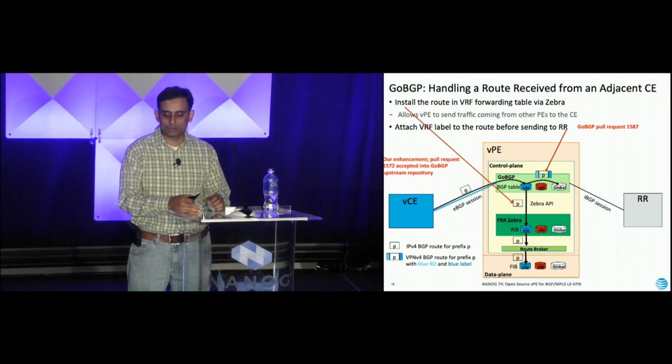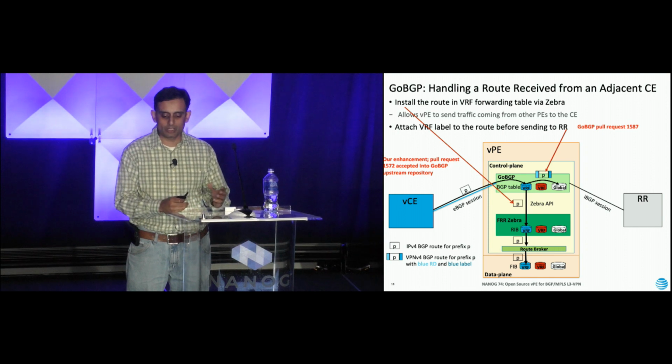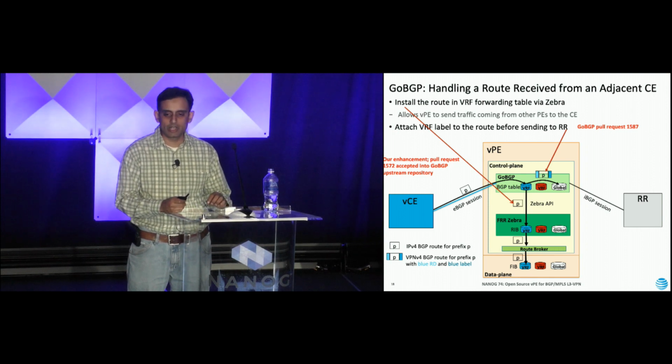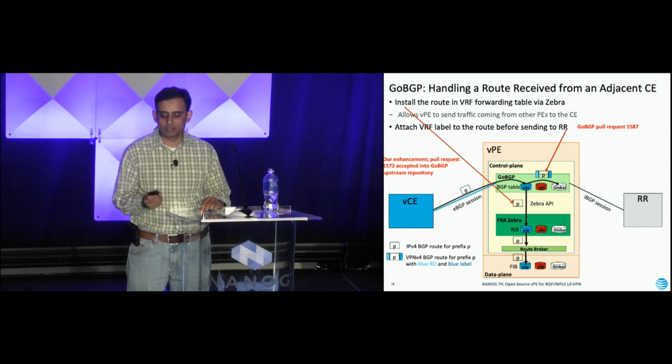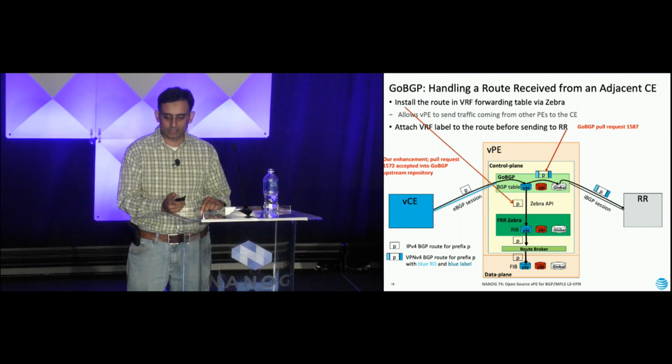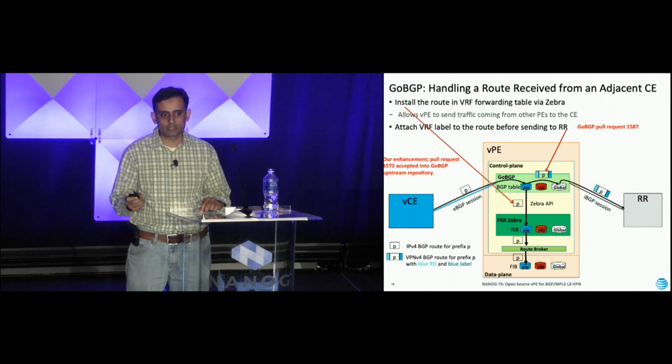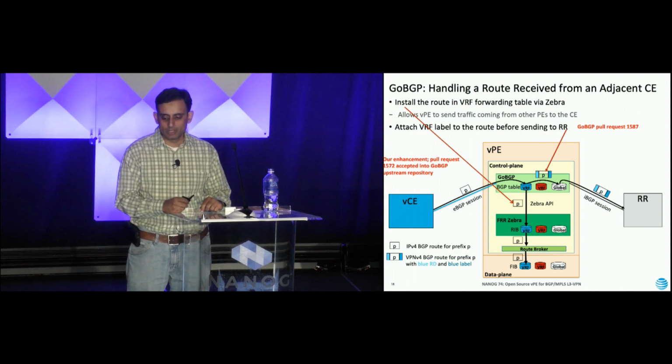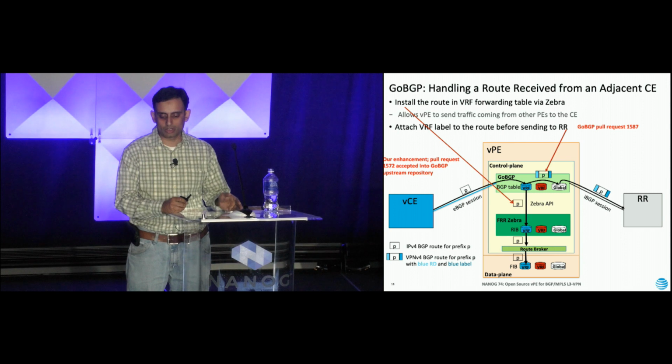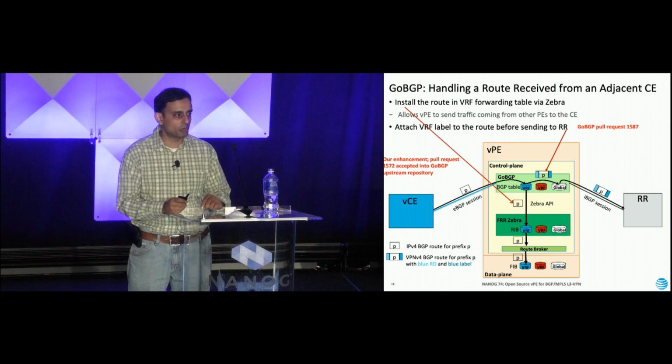Now the route is also imported into the global table, and this is the place where the IP prefix is turned into a VPNv4 prefix by attaching a blue specific route distinguisher and blue MPLS label. This part worked fine, except that we had to do an enhancement for attaching the MPLS label with the route. And then finally, this route is sent out to the route reflector for distribution to other PEs. And in our case, it will be the other PE, the second PE. The sending of the route worked fine, and we didn't have to make any modifications to GoBGP in this particular case.